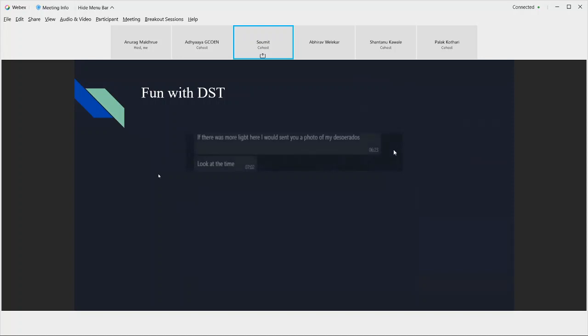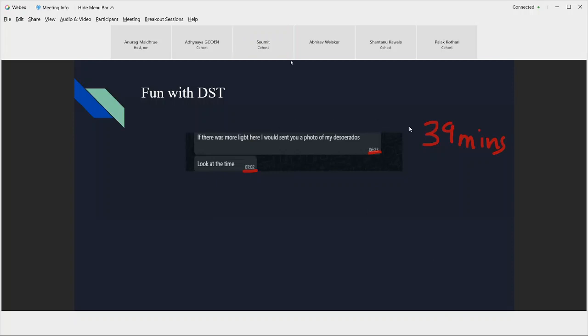So this is the fun with DST. One of the fun things that happened to me was when I discovered what DST was. This was a message from a friend. I just look at the time. The first timestamp is 6:23, which is for me. This is the time at which I received the first message, and this is the time when I received the second message. There's nothing wrong with it. That's approximately 39 minutes difference between the first message and the second message.